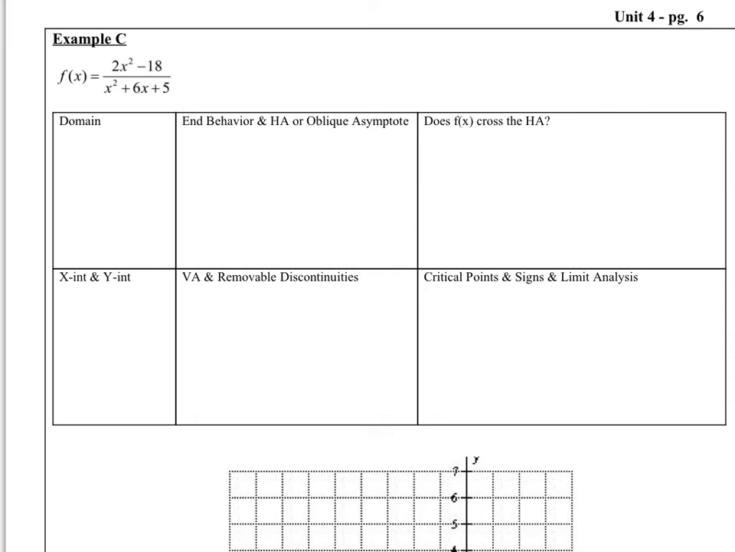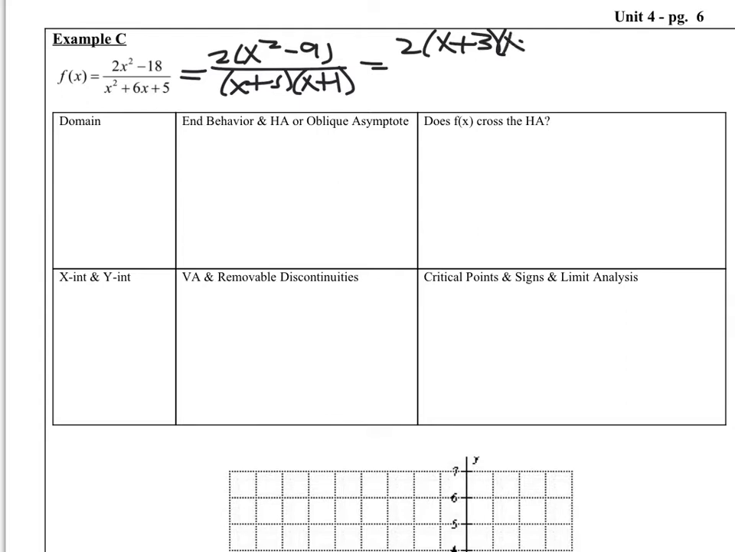All right, let's look at one more example that has a little bit more going on. So in this one, I have a lot more factoring to do. First, I'm going to take a GCF out of the top and just factor the bottom, x plus 5, x plus 1. So the top is still a difference of squares, so let's factor that. X plus 3, x minus 3, over x plus 5, x plus 1.